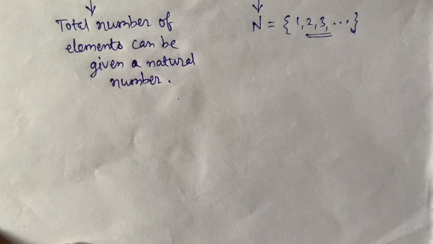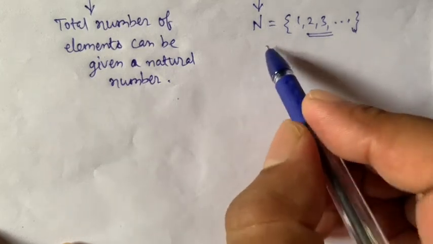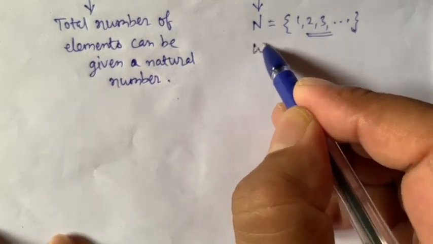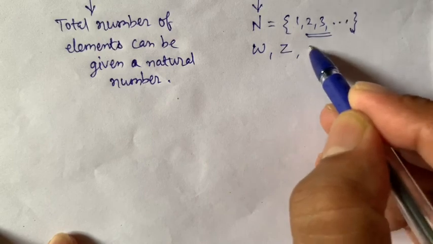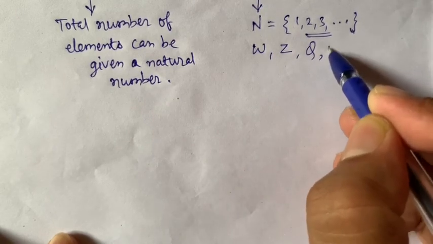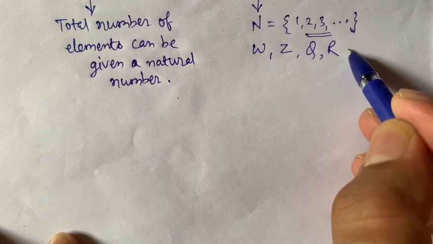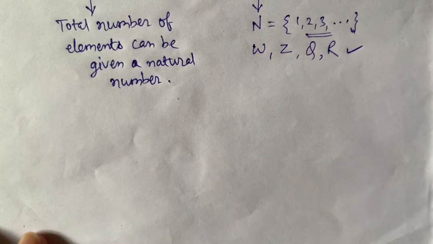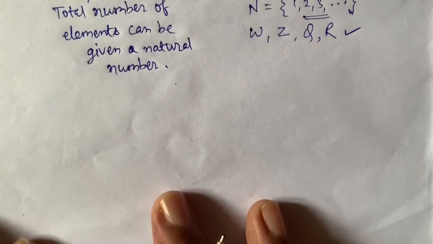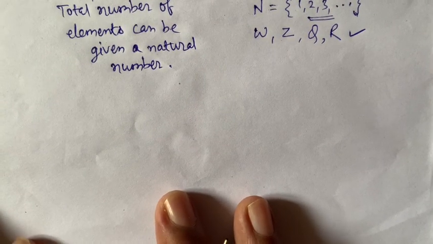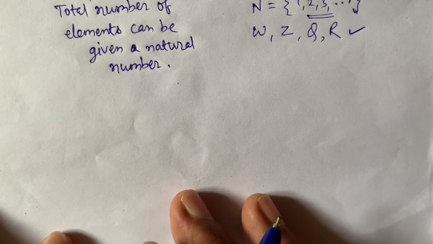Similarly, if we consider the set of whole numbers, integers, rational numbers, real numbers, all are infinite sets. So natural numbers, whole numbers, integers, rational numbers, real numbers, all are infinite sets. So I think you have understood the concept of finite and infinite sets.